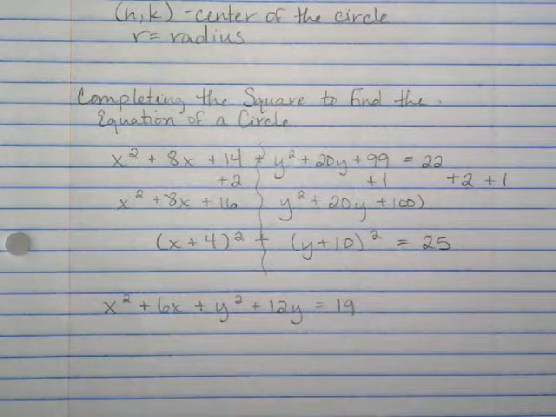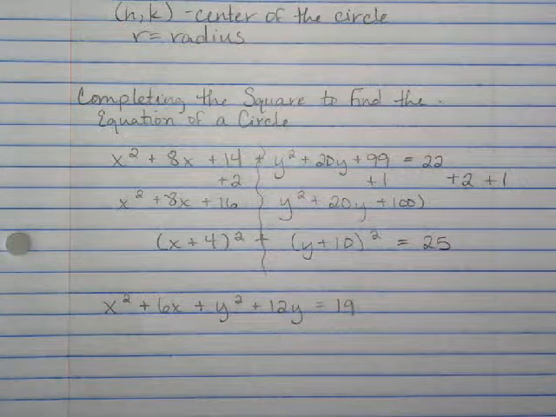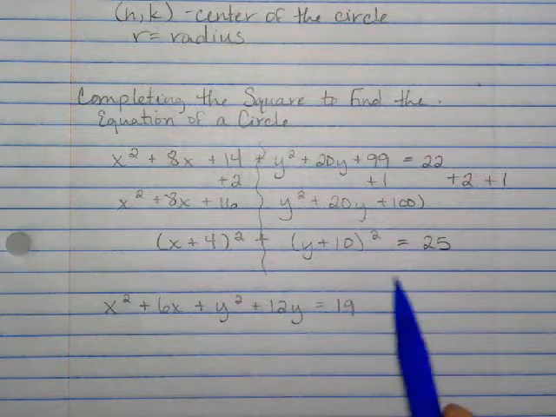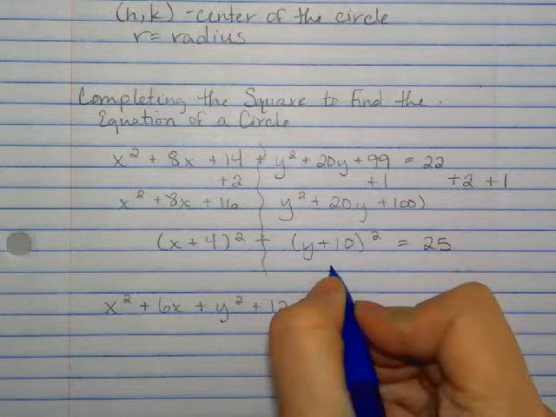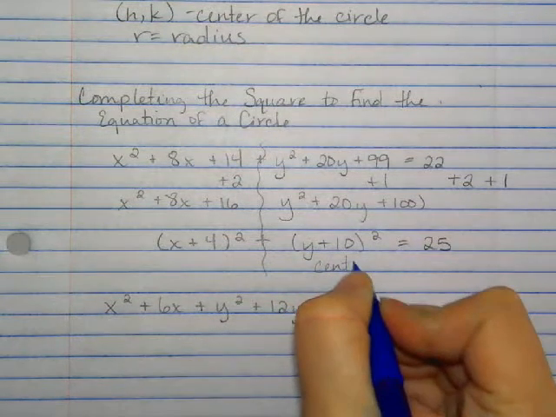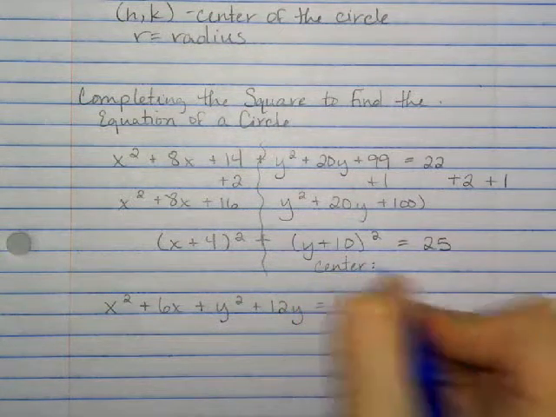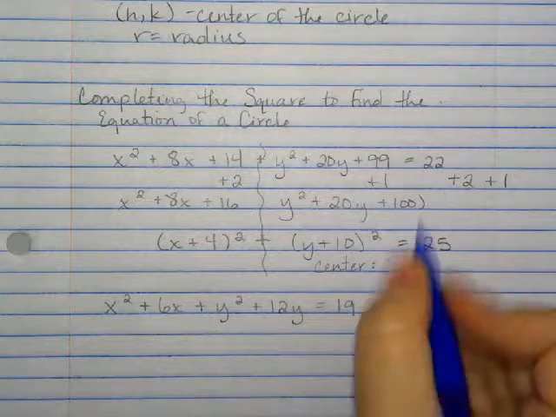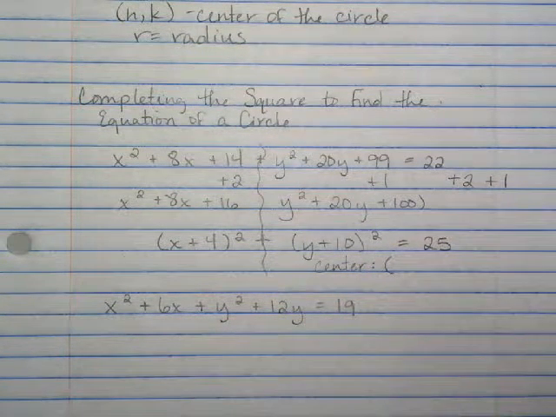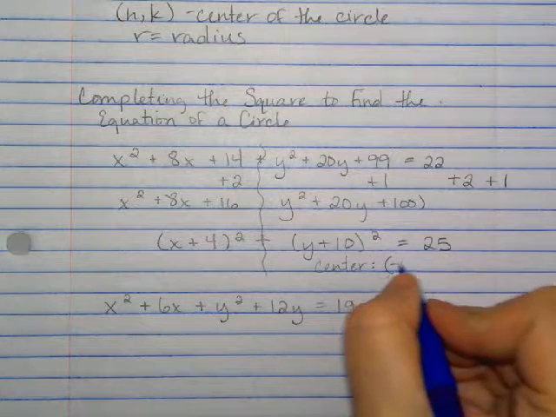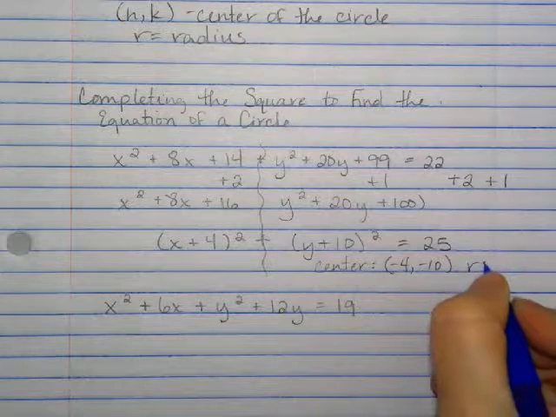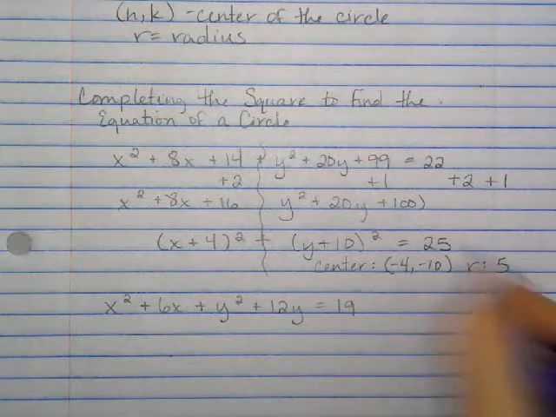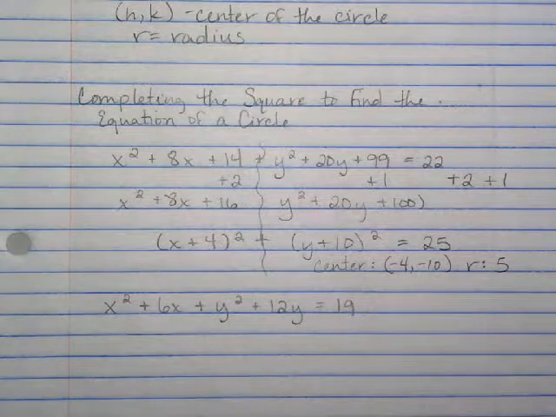So now I have this. Question? Yeah. Okay, so that means I have this in graphing form for a circle. So this circle has a center of what? What's my center? -4, -10. And then my radius is the square root of 25, so my radius is 5.